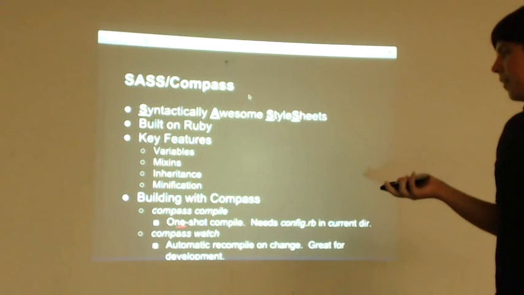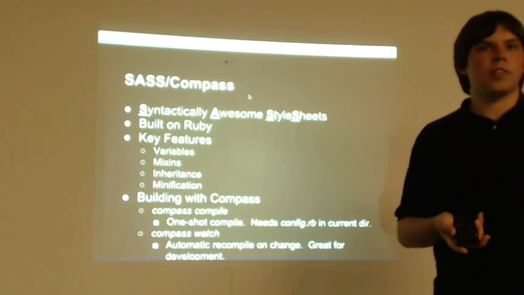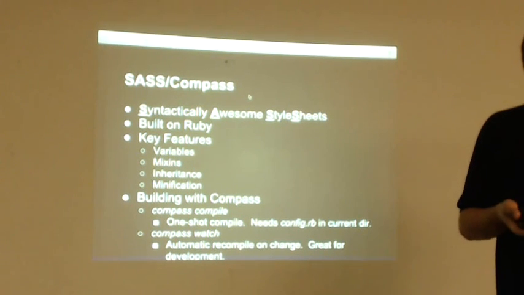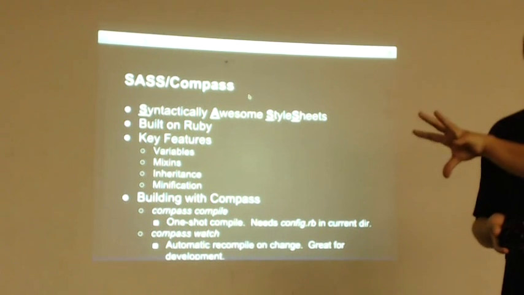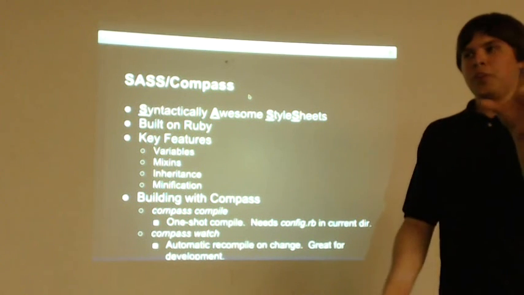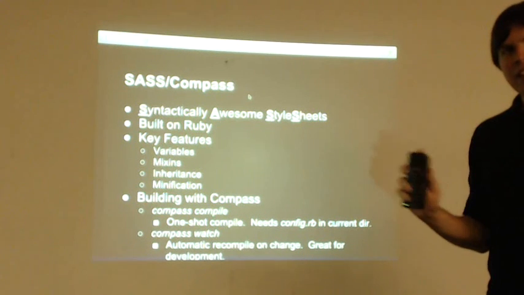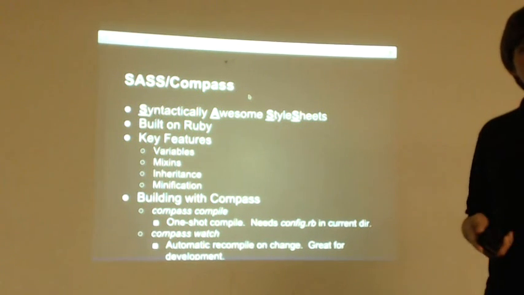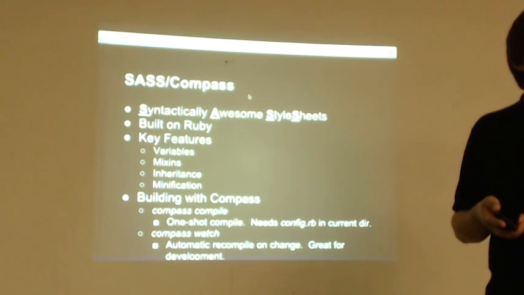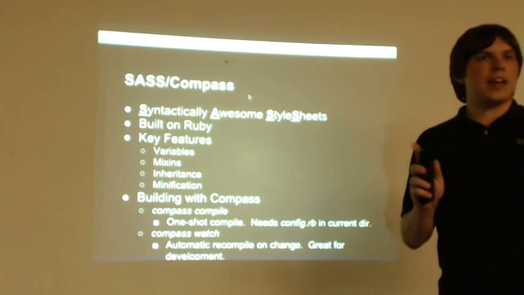And then there's my favorite, compass watch. You just toss that in a terminal, and it will watch a directory for any time your Sass or any of its dependencies changes. So if you have one SCSS file which includes 40 other ones, it will watch all of them, and every time you change anything in any of them, it will recompile that for you, no problem. Just give it about 3 seconds, and you'll be able to look at your shiny new changes. It's absolutely outstanding.